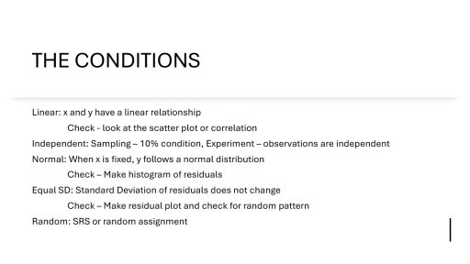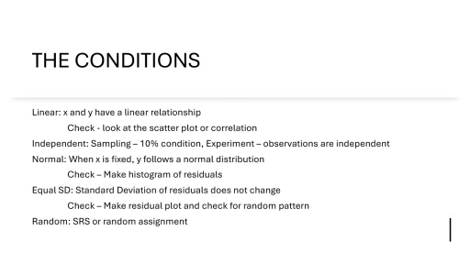So linear, essentially you look at the scatter plot or the correlation or the R value, and you want to see, does it seem like it's a linear relationship? If it's not linear, then we can't use a linear regression on it. Make sure it's independent, which is still your 10% condition, or if it's an experiment, your observations are independent of each other. I don't see that one as much.